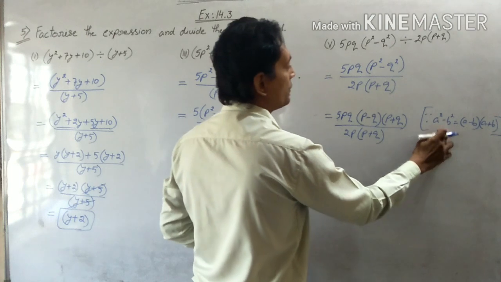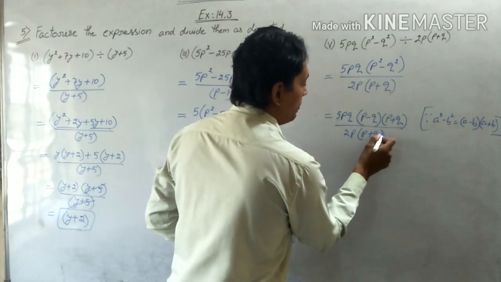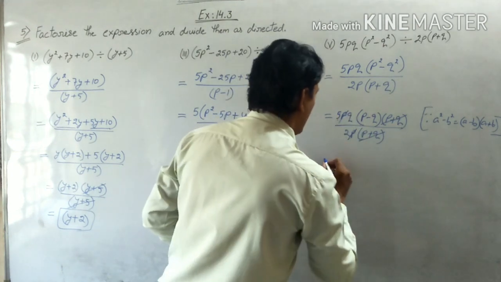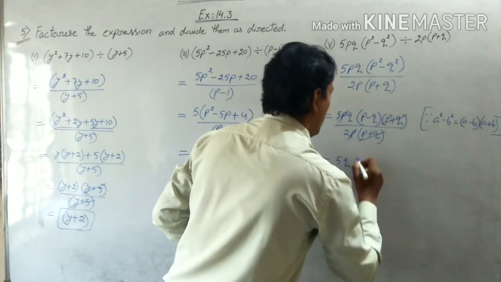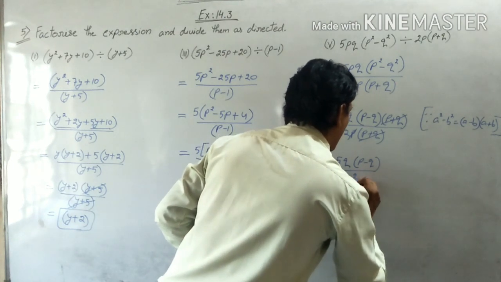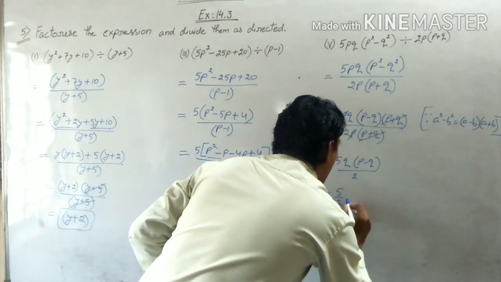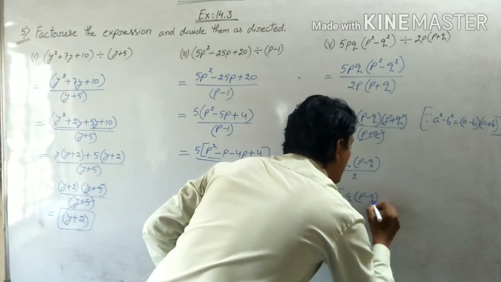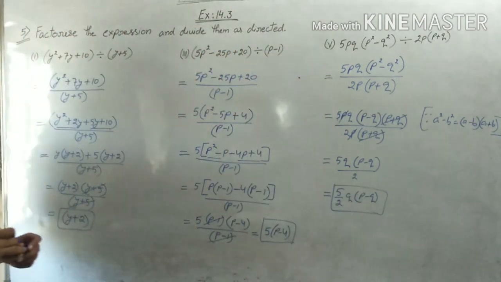Okay, so we have applied this formula here, p square minus q square, you will get p minus q into p plus q. Clearly p plus q gets cancelled. From here p will get cancelled, and the rest of the thing, that is 5q into p minus q upon 2. This can be written as 5 upon 2 into q into p minus q. So this is your final answer after division.